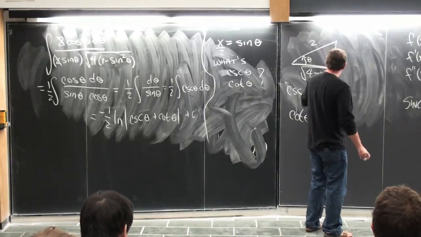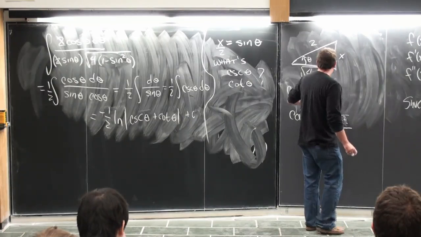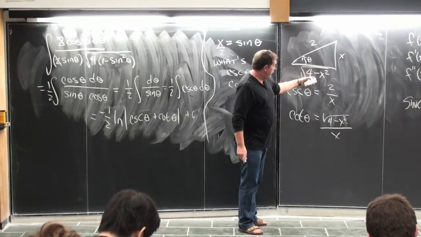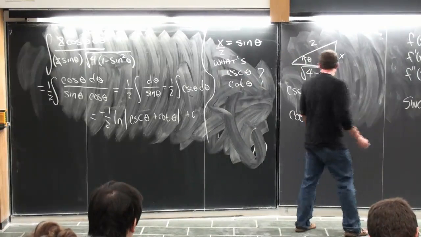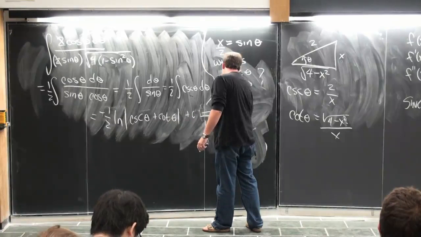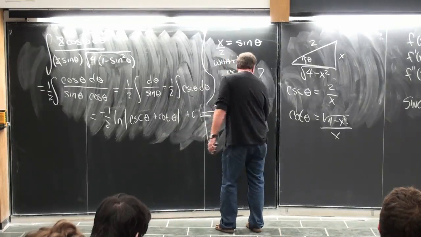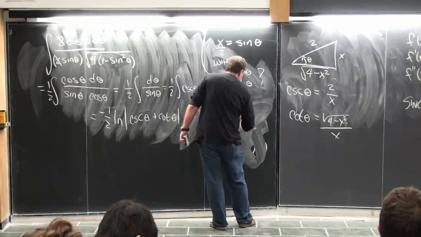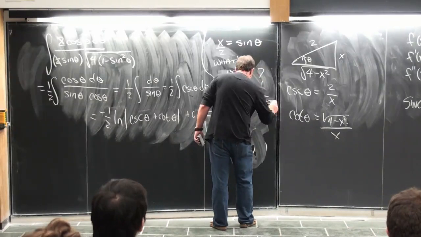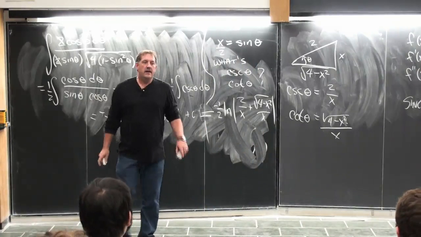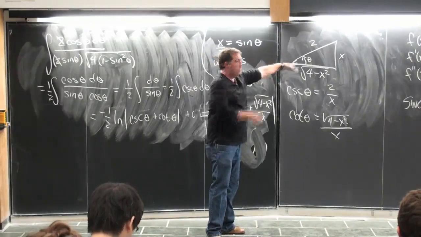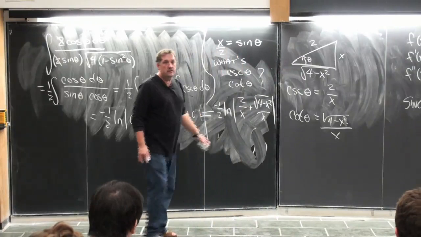Cosecant is 1 over sine, and I wrote cosine. Thank you. Cosecant is 2 over x. That looks better. And the cotangent is the square root of 4 minus x squared, over x. That's better. So that means that this becomes negative 1 half the log of 2 over x plus square root of 4 minus x squared over x. And had you done the substitution in terms of the cosine, you would just permute the things in the triangle and you would get the same answer.